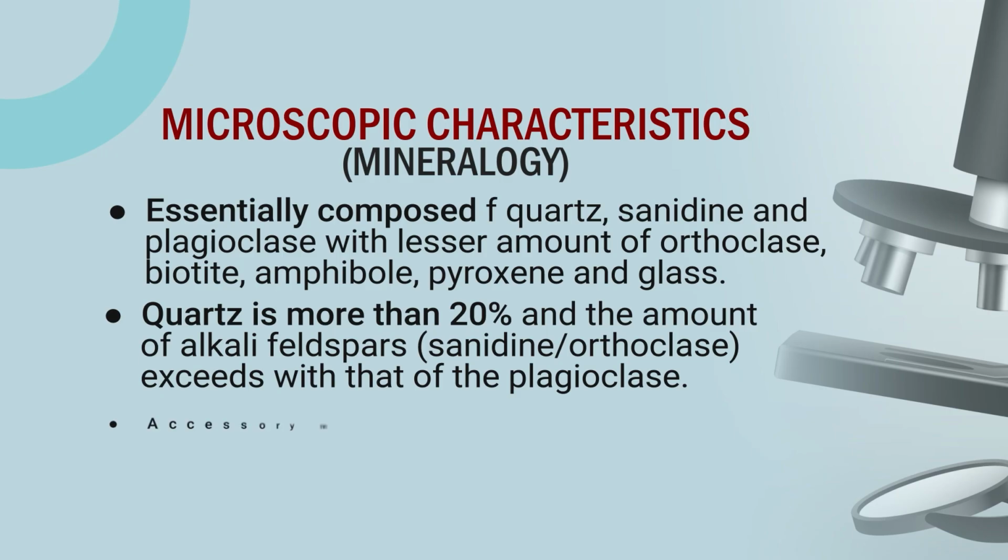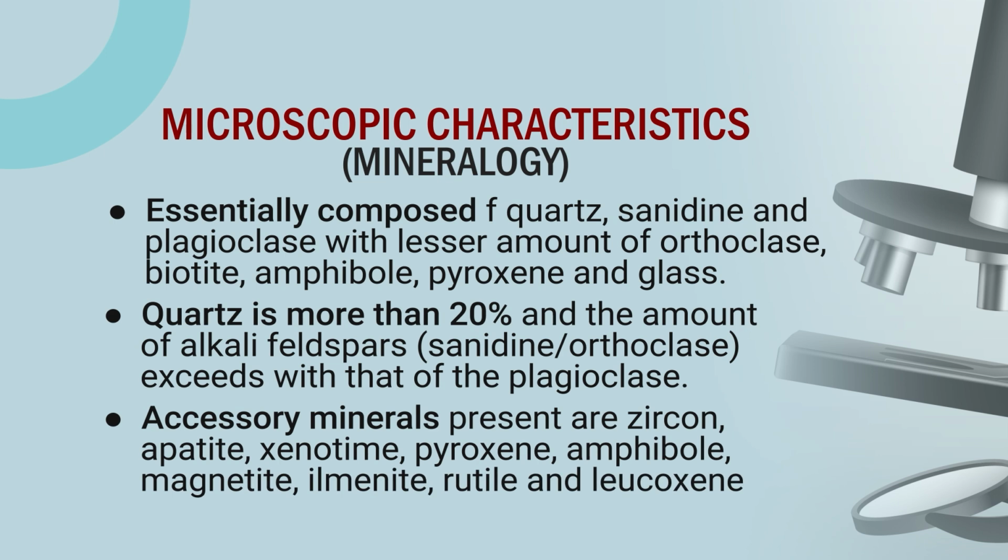So, for the alkali feldspars we have orthoclase, sanidine and microcline. Bytownite, anorthite, albite, these are plagioclase feldspars. Accessory minerals present in a rhyolitic rock are generally zircon, apatite, xenotime, some amount of pyroxene, amphibole, magnetite, ilmenite, rutile and leucoxene.